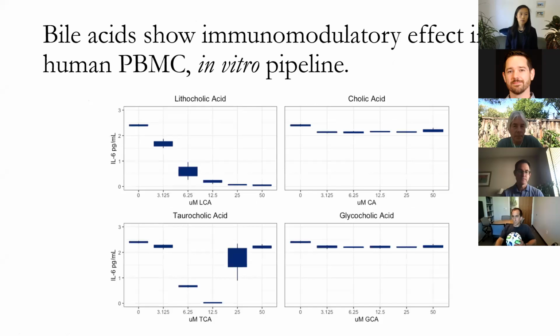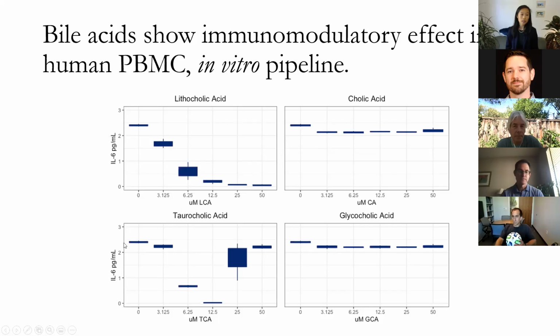Okay, so this is the same experimental setup. We have human immune cells. We stimulate them with LPS after they've been bathed in all of these different bile acids. Lithocholic acid is a bile acid that's already been shown to be anti-inflammatory, so decrease inflammation. And in our hands, we saw the exact same thing. As you add LCA, the amount of IL-6 or inflammatory protein decreased. For the other bile acids, cholic acid, glycocholic acid, we didn't see any change, so we don't think they're immunomodulatory.